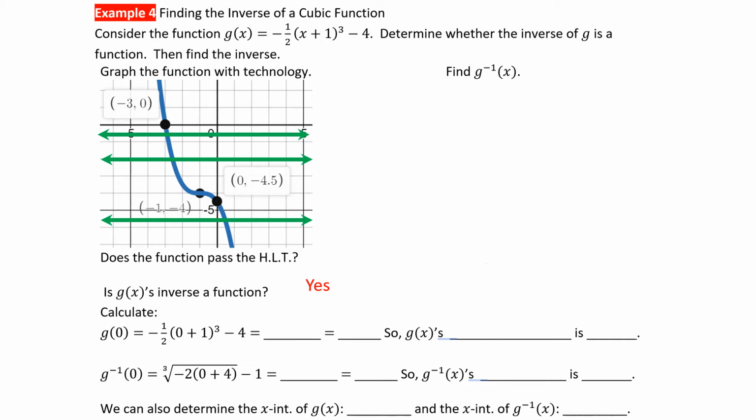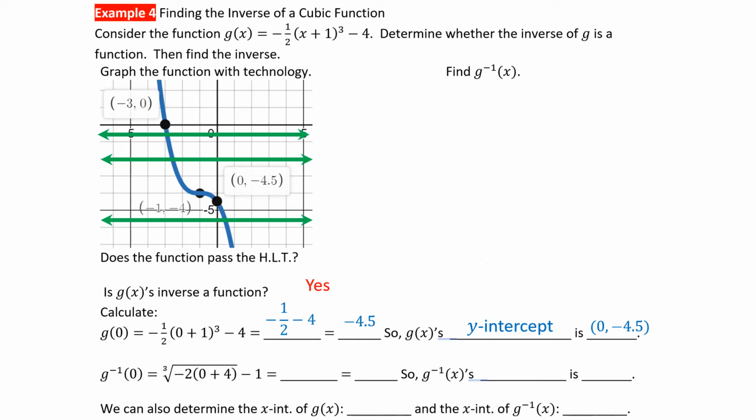While we're here, let's just take a moment to plug in 0. Down below, if you see, what is g of 0? So negative 1/2 times 0 plus 1 cubed minus 4. That'll simplify to negative 1/2 minus 4. That is negative 4.5. So when we plug in 0 for x, out comes negative 4.5. That tells us that our y-intercept is negative 4.5, and you can see that on the graph.